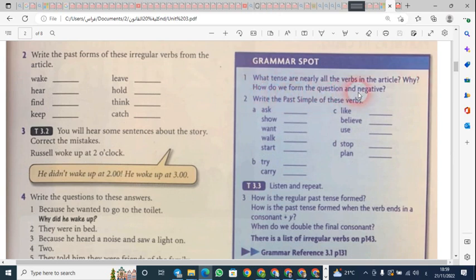Why do we form the question, how do we form the question negative?